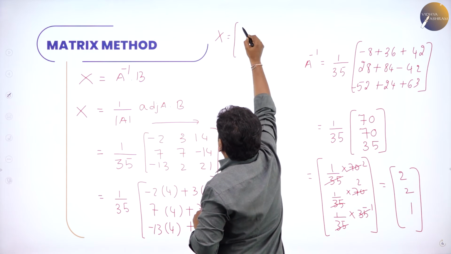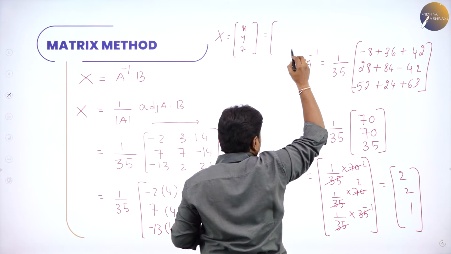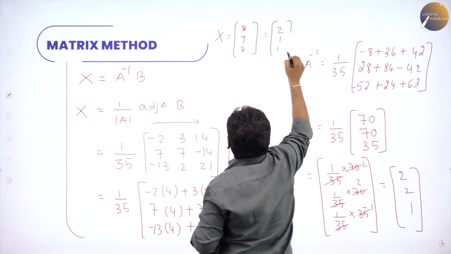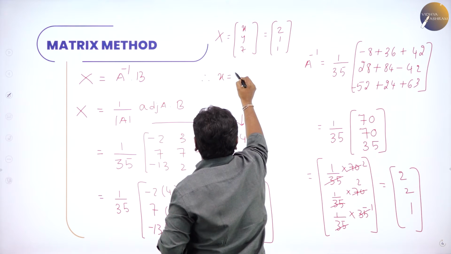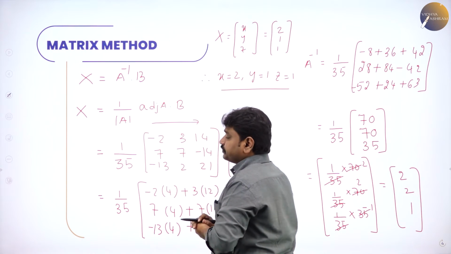X is made up of what? X, Y, Z. But we got the values as numbers. What are the numbers we got? 2, 2, 1. From this, what is the conclusion? Therefore, the X value is 2, Y value is 2, Z value is 1. So, we got the answers.